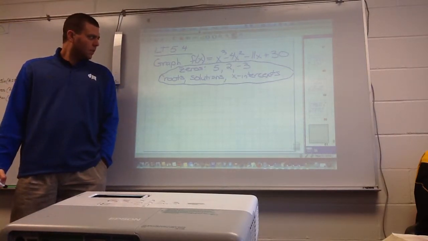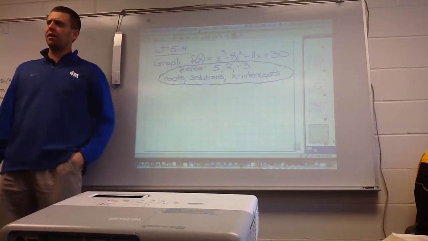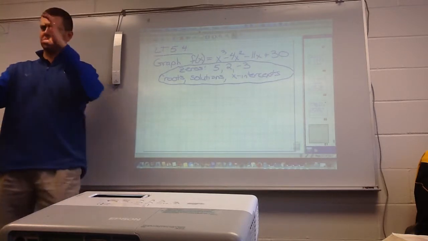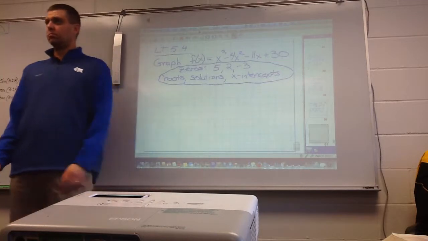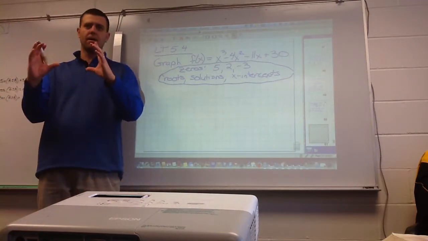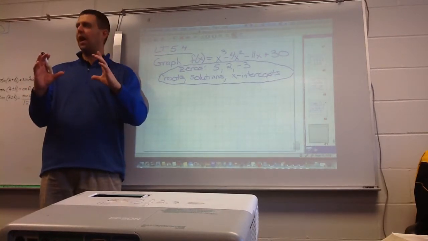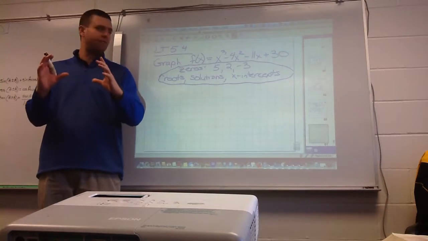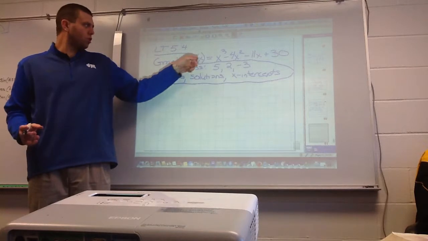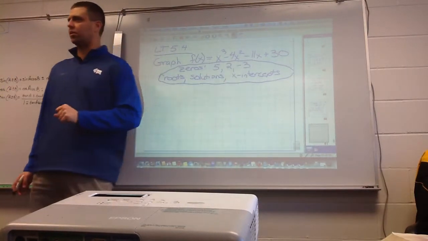On a little side note here, could I write this function in factored form right now? So something times something times something. If you know the zeros, can't you write it in factored form? What would our three factors be? X minus 5, has to be minus. X minus 2. X plus 3. So you could write that polynomial in factored form now that you found the zeros.